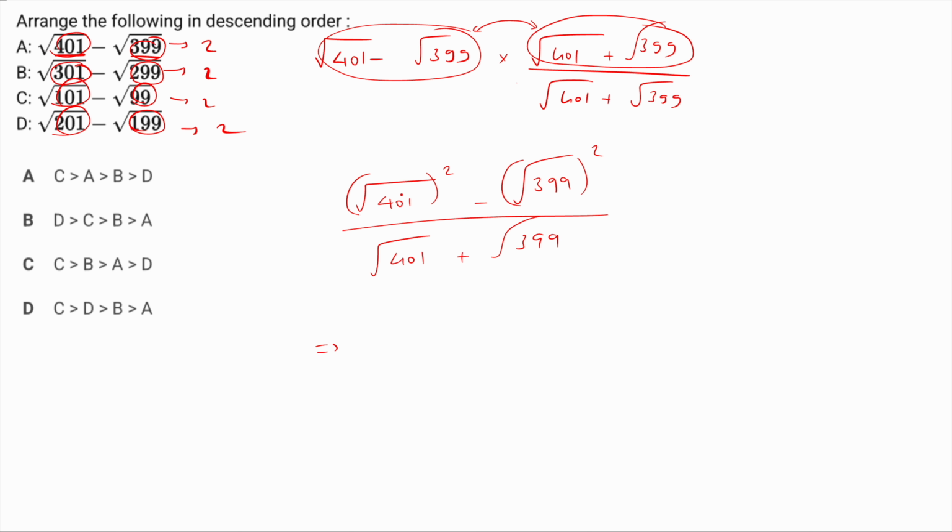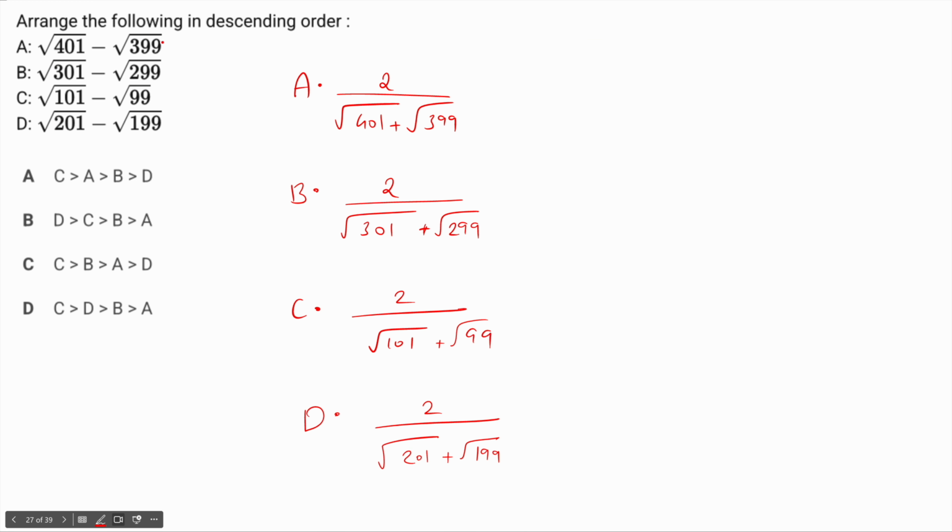Now root of 401 squared is 401 only, minus root of 399 squared is 399 only. 401 minus 399 is 2, so we get 2 upon root of 401 plus root of 399. So the first option can be changed to 2 upon root of 401 plus root of 399. And now we can do this with all other options, right? All the 4 options A, B, C, D can be written in a similar format, having the same numerator 2 everywhere. The fraction with the smallest denominator will be the greatest in value.